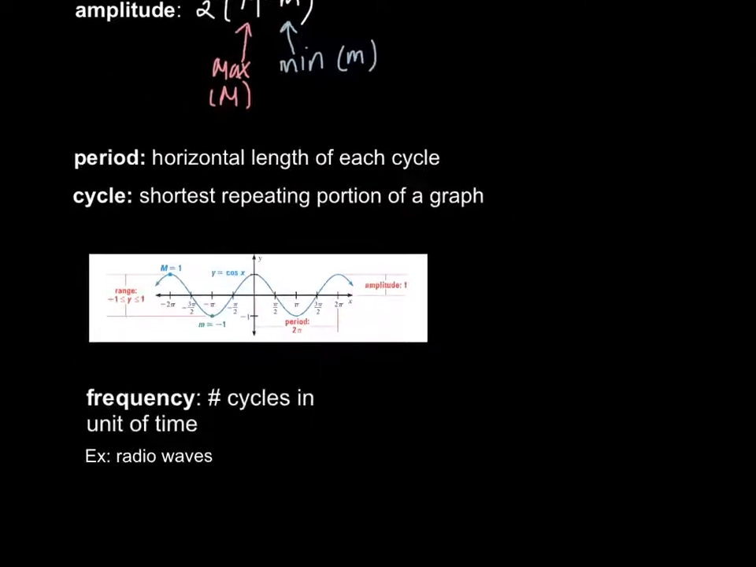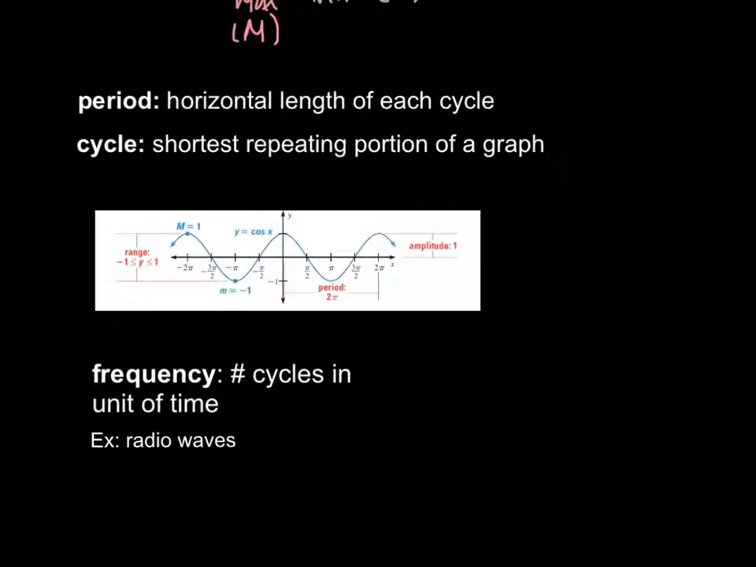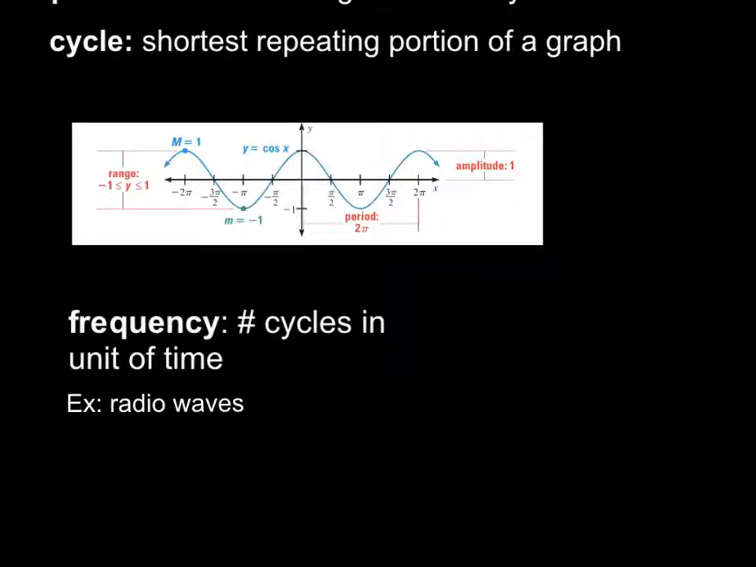So once again, the period is the horizontal length of each cycle. The cycle is the shortest repeating portion of a graph. And the frequency is the number of cycles in a unit of time. For example, if you have radio waves and they want to know how many times a certain point passes through another point in 2 minutes, then we have a frequency.